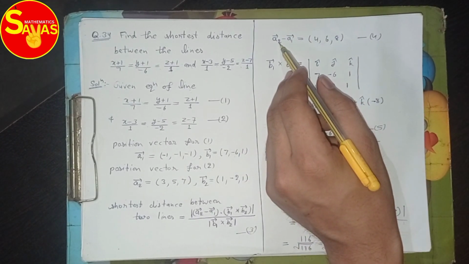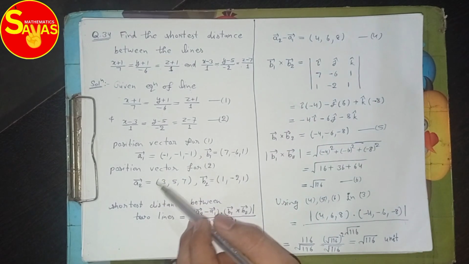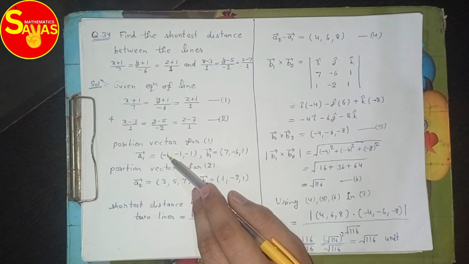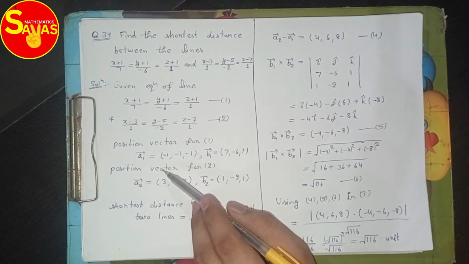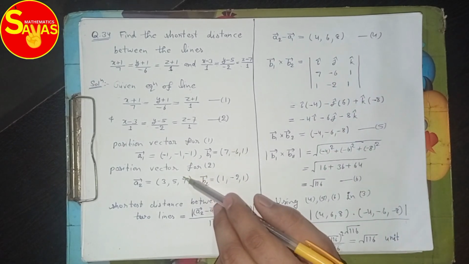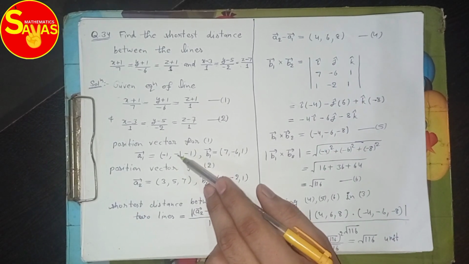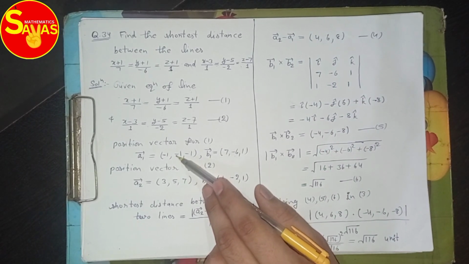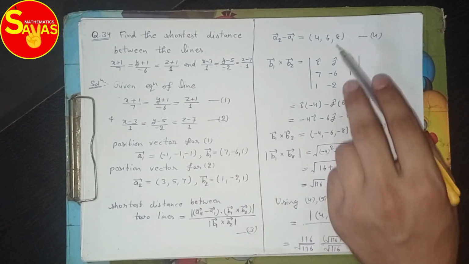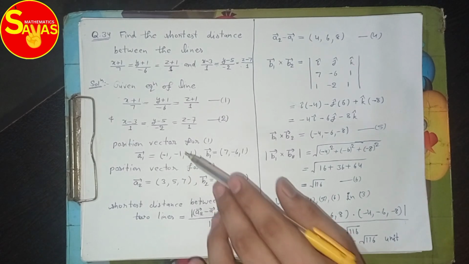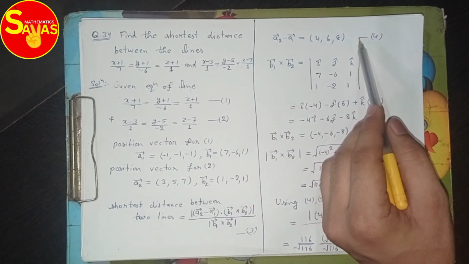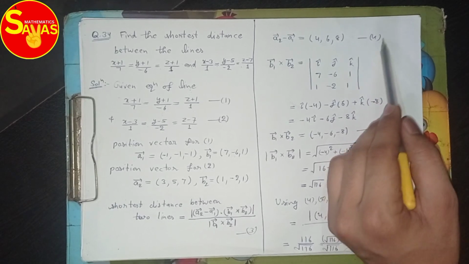Now A2 minus A1. So A2 vector minus A1 vector. So 3 minus minus 1: here minus minus is plus, so 3 plus 1 is 4. Here is 5 minus minus 1: minus minus is plus, so 5 plus 1 is 6. 7 minus minus 1 is 8. Now mark the equation number 4.